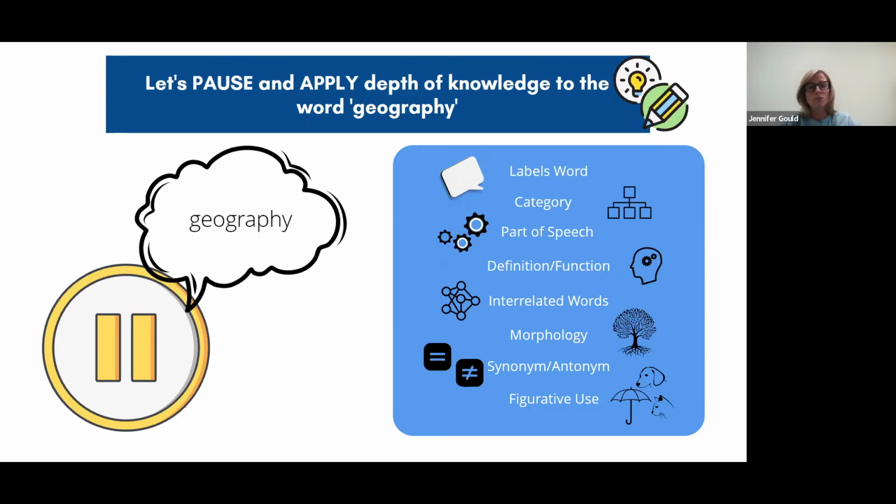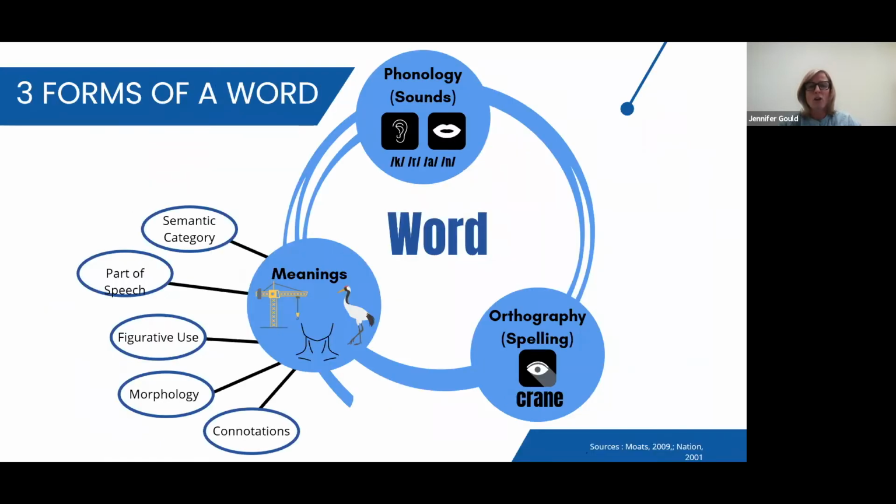And then we looked at the morphology. And again, this helps us understand the word. So geo means earth, graph means to write, and then the Y means the activity of. And some synonyms for it would be earth science or geology. So by considering all of these facets, we deepen our knowledge of this word geography.